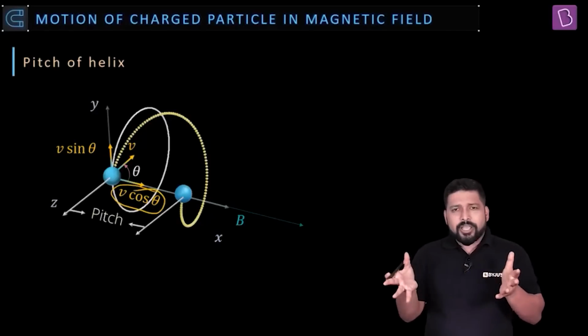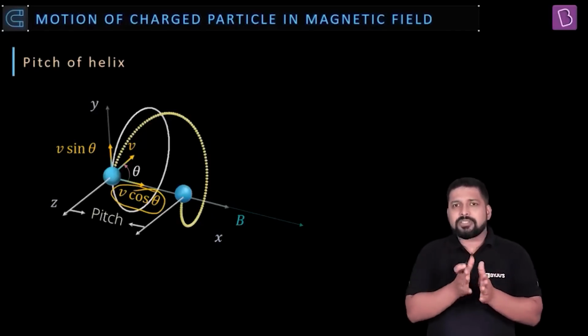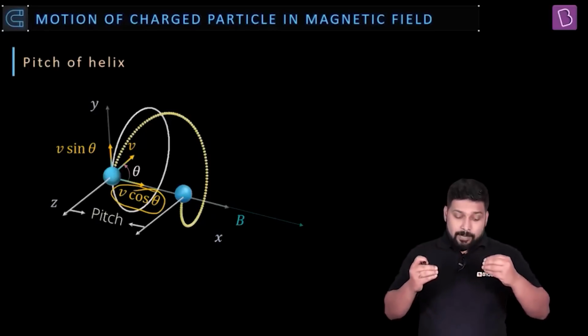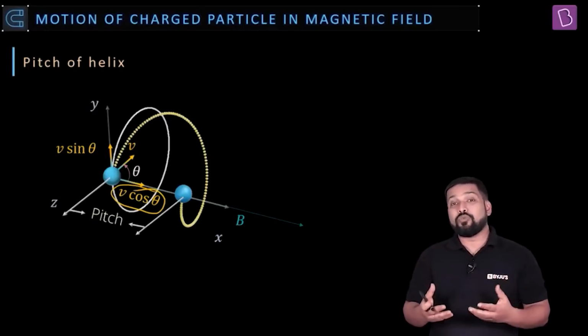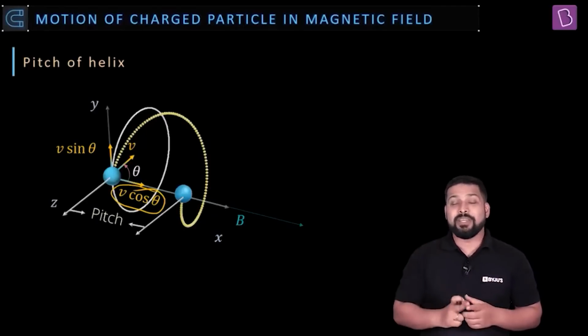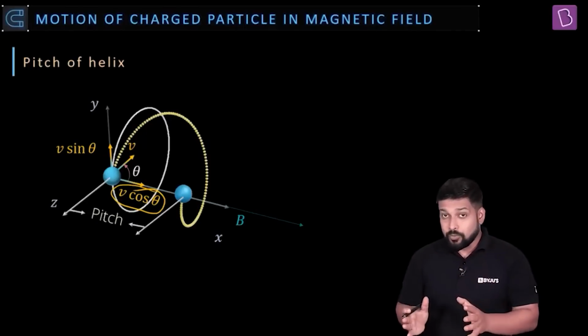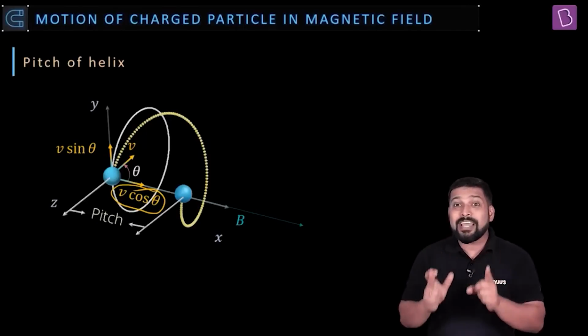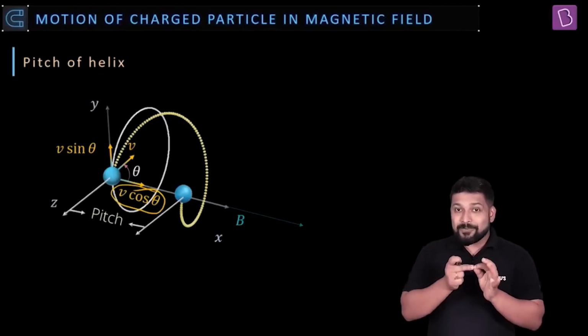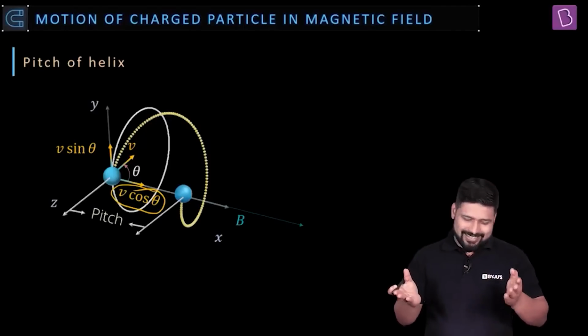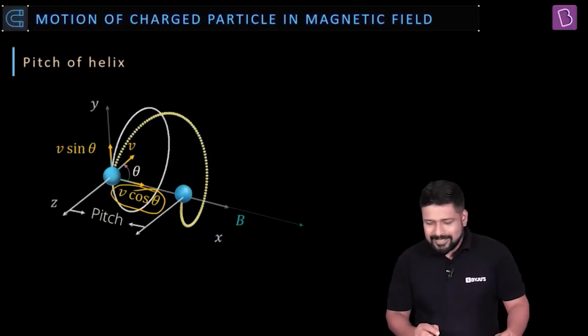So what should I call a pitch? Is this a pitch? Is this a pitch? So the amount of distance it has moved in one time period along the direction of the magnetic field is what we call a pitch. Did you understand? The amount of distance it has moved in one time period, the time taken to complete one circle. We know how to calculate it, isn't it? Because we have all the formulas.